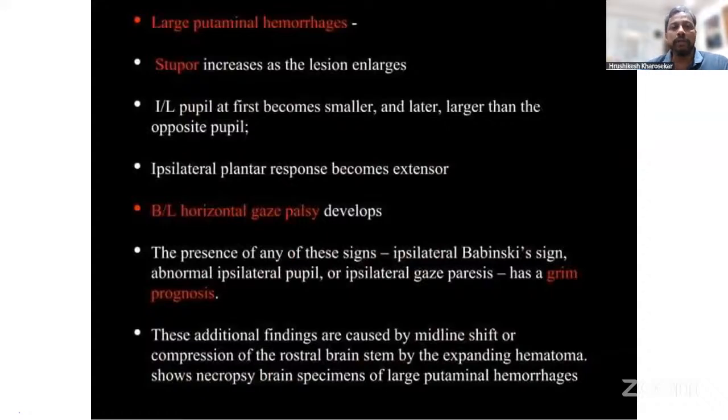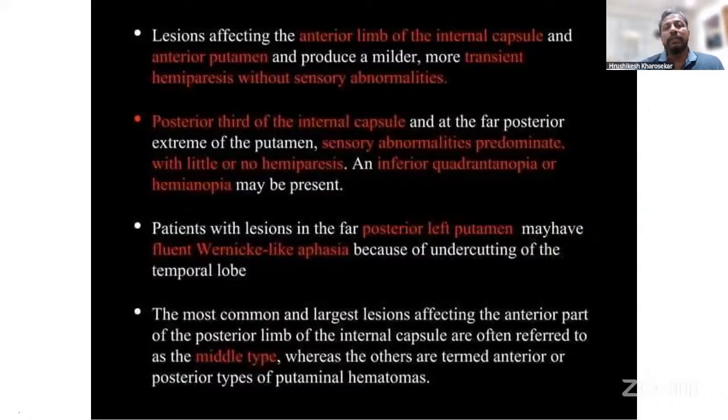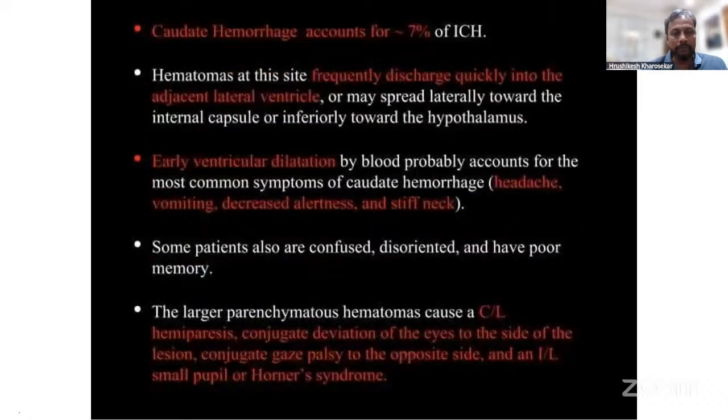Large putamen hemorrhages can present with stupor or horizontal gaze palsy. So this is the most common location for hypertensive bleeding. The lesions affecting the anterior limb of internal capsule or anterior putamen can have a transient hemiparesis without sensory anomalies. The posterior one-third of the internal capsule can present with sensory anomalies predominating, with or without hemiparesis. Patients with far posterior left putamen bleeds can present with fluent or Wernicke's-like aphasia.